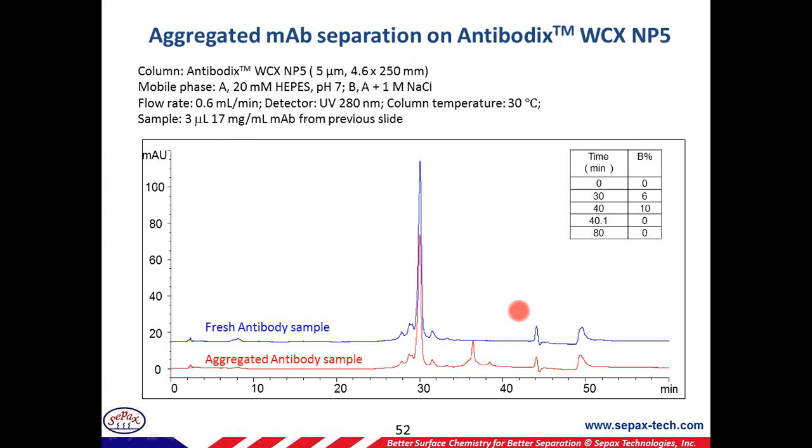In the aggregated mAb separation, they look very identical in this region where the monomer comes out with the different variants here. This is using a 20 millimolar HEPES buffer with Antibodix. However, due to the highly aggregated mAb sample, they have much higher net positive charge, so the aggregates retain on the column much longer, so they elute at the later salt concentration.